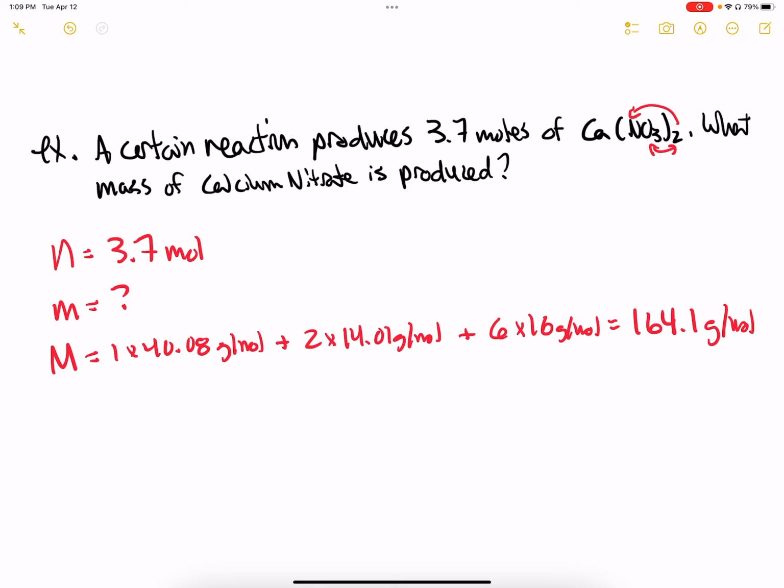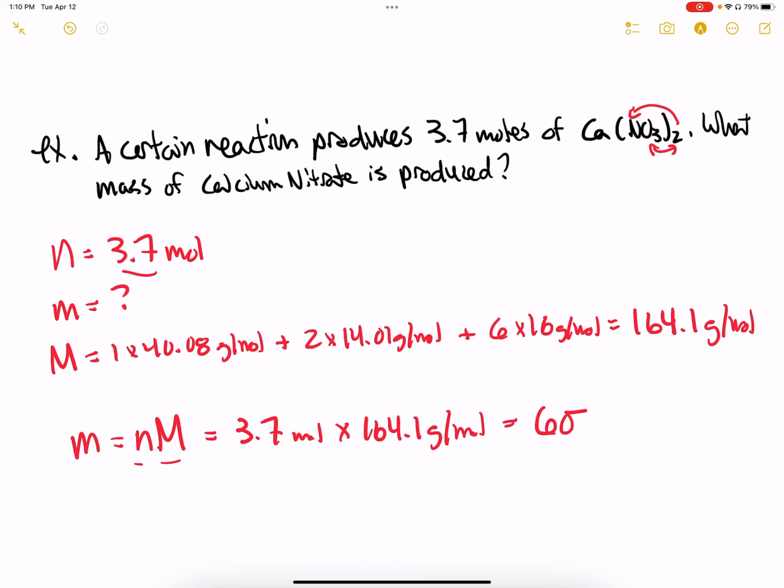Now, we don't have 1 mole of this. If we had 1 mole, the question would be answered. It's done. We know it's 164.1 grams for 1 mole. We have 3.7 of them. And so think about this logically. If you have 3.7 times more than 1, well, then this mass is going to be 3.7 times more than the mass of 1 mole. And sure enough, that is what the formula tells us to do. It tells us to take our mass of one mole and times it by the number of moles we have. And so 3.7 moles times 164.1 grams per mole, and we get an answer of 607.2 grams of calcium nitrate.